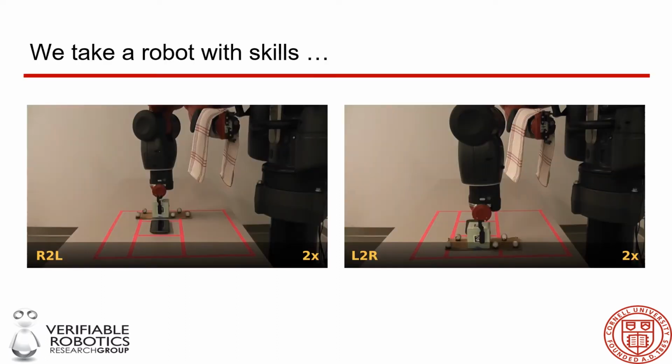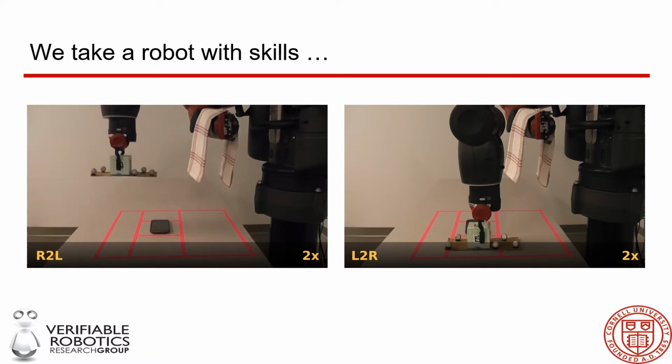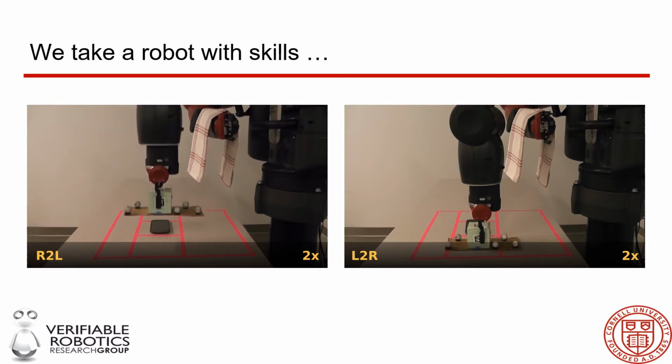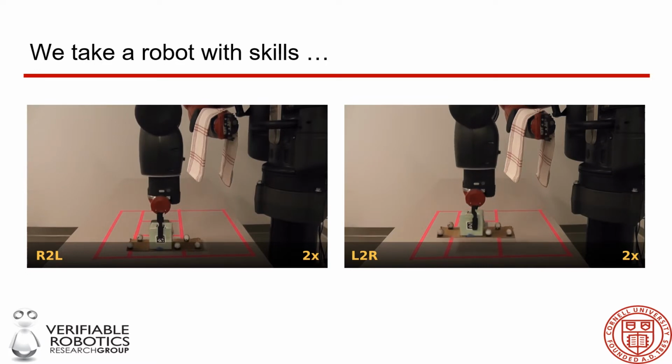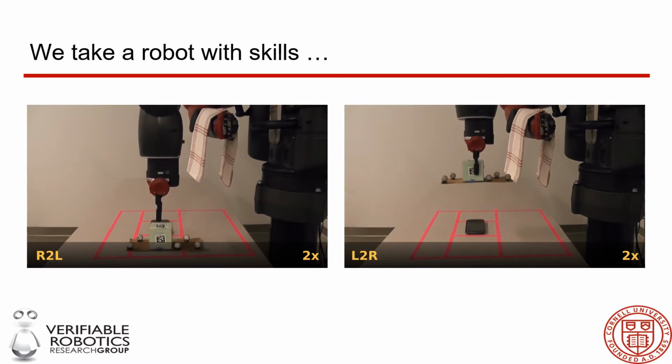We give the Baxter robot two skills. One skill moves a block from the right side of the table to the left side of the table while avoiding the phone in the middle of the table. The other skill moves a block from the left side of the table to the right side of the table and moves the block over the phone in the middle of the table.